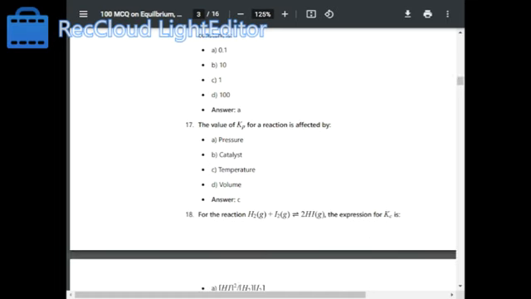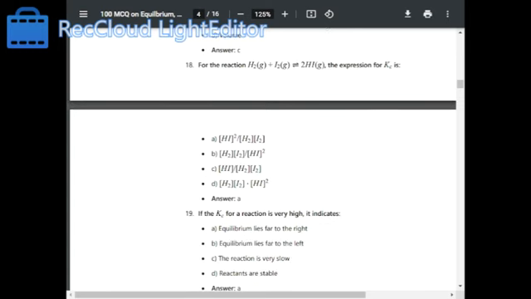Question number 18. For a reaction H2 + I2 = 2HI, the expression for Kc is option A [HI]^2/[H2][I2], B [H2][I2]/[HI]^2, C [HI]/[H2][I2], option D [H2][I2]·[HI]^2. The correct answer is A, [HI]^2/[H2][I2]. The option A is correct.